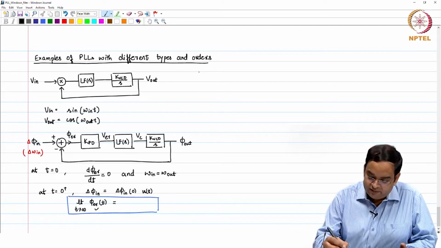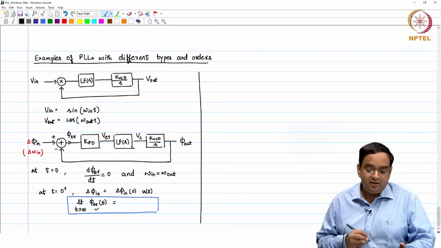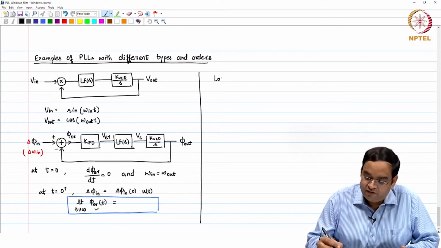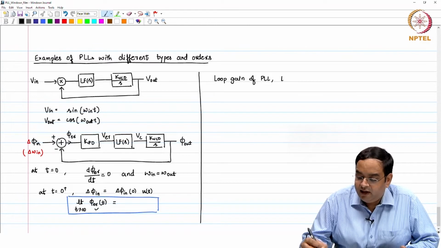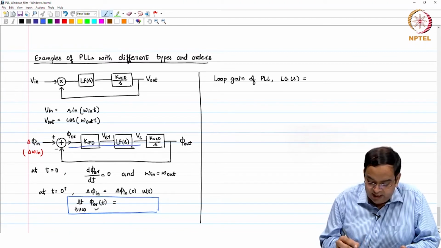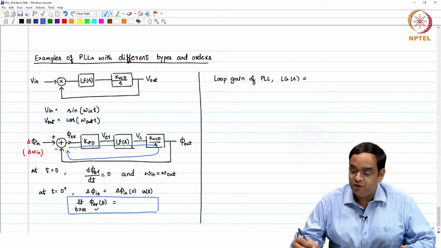So, let us begin with an example. We will consider many examples. First, the loop gain of the PLL is given by Lg of S. Loop gain of the PLL, you see that this is the loop and we are considering when you apply a change what comes back, that is the loop gain.